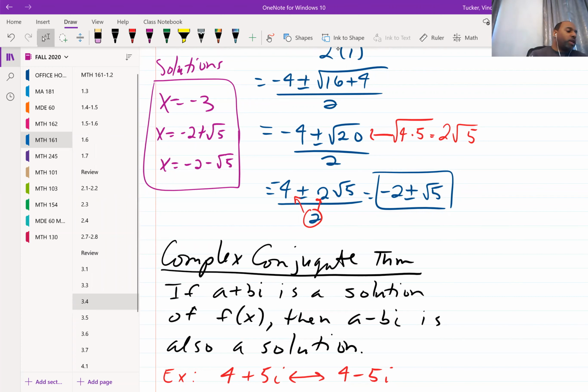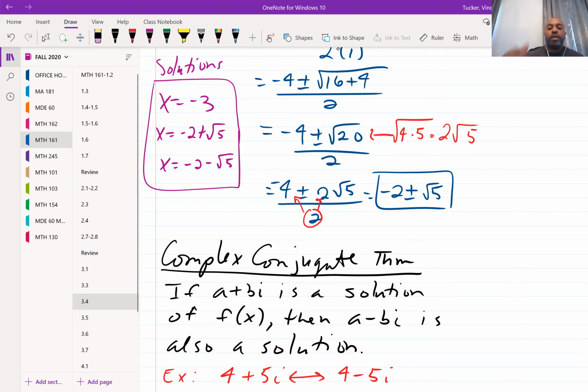All right, so the next thing we have is complex conjugate theorem. If a plus bi is a solution of f of x, then a minus bi is also a solution of the function. So that's our complex conjugate theorem.